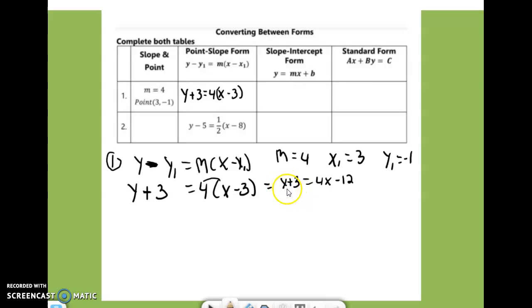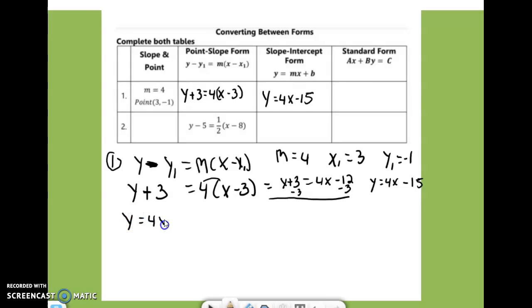All right, and then we want to get y by itself, so we're going to subtract 1 from both sides, right? So we're going to end up with y equals 4x. Negative 12 and negative 1 would be negative 13. So here we have slope-intercept form.